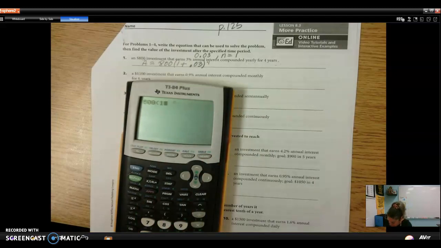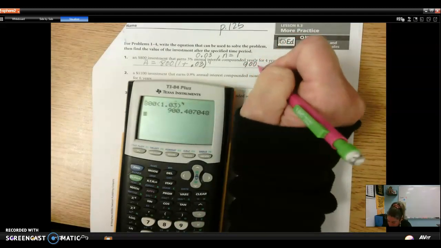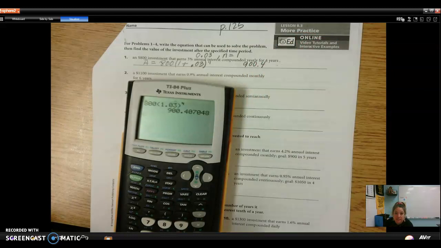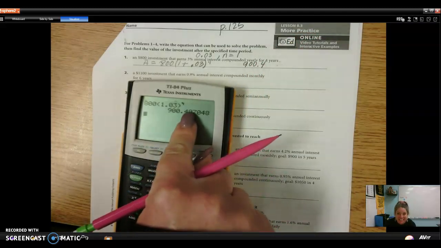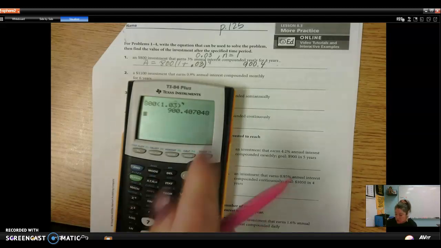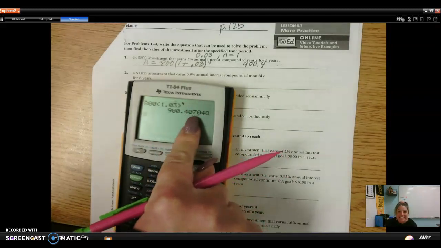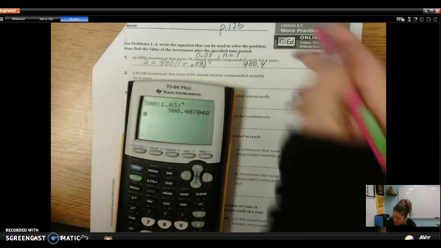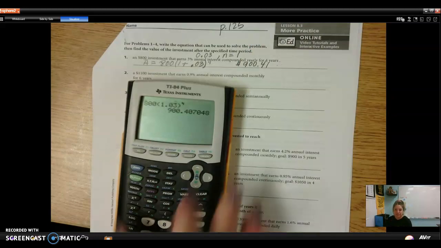800 times 1.03 to the 4th power gives us 900.4. Now listen, I stopped writing for a reason. You need this to make sense, right? So remember when we talked about the deer problem, we don't need body parts laying around or anything, right? So you need to have this in terms of dollars and cents. So this would be 41 cents. So $900.41. Okay?